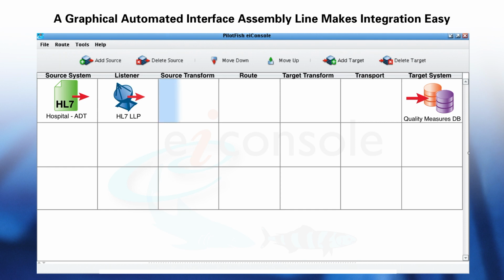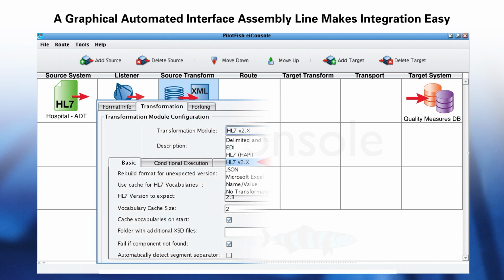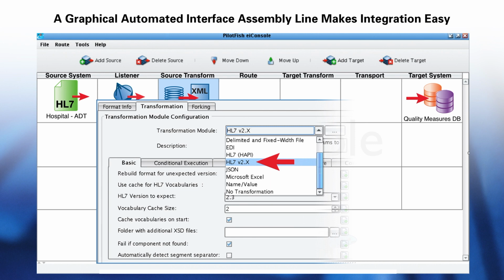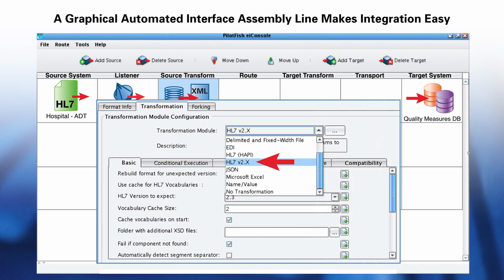The next stage is the source transform. Here the data needs to be converted into a common representation of that data so that when it reaches the next stage, the routing stage, all of the data is in the same format. This process happens in 2 steps. First, the data needs to be parsed so that it can be converted into XML. That is, if it's not in an XML format already.